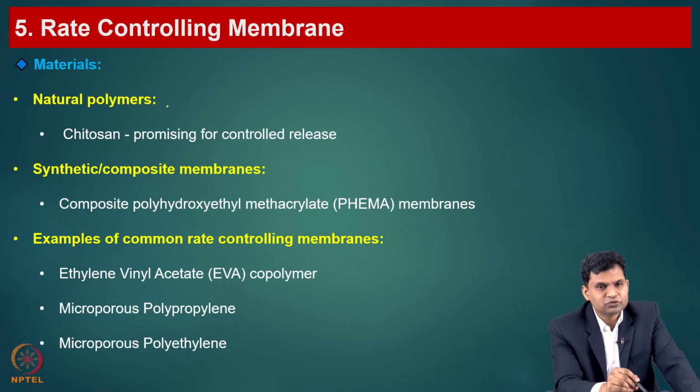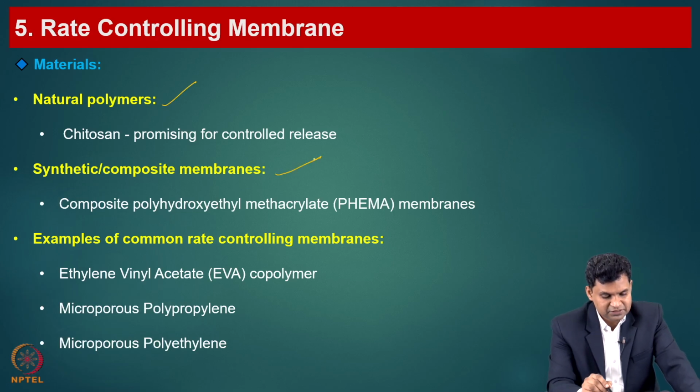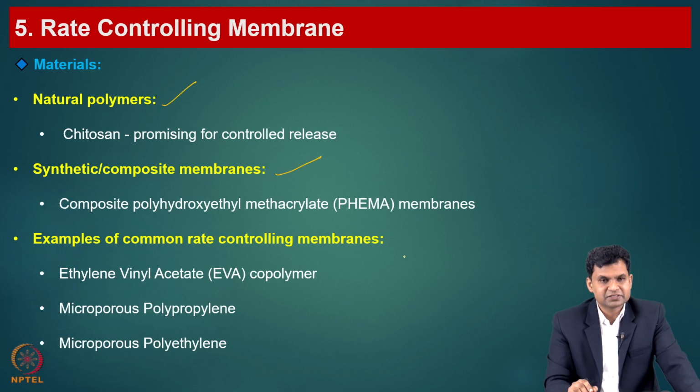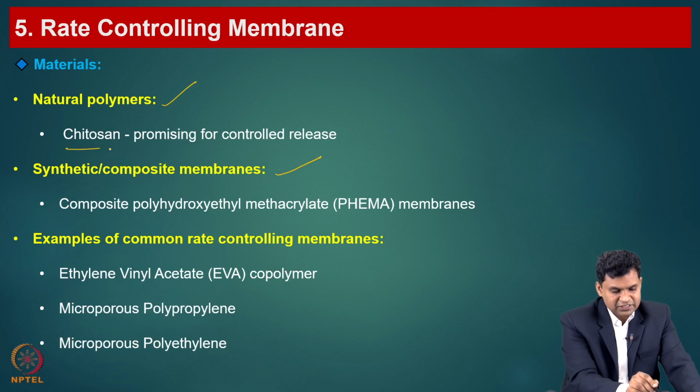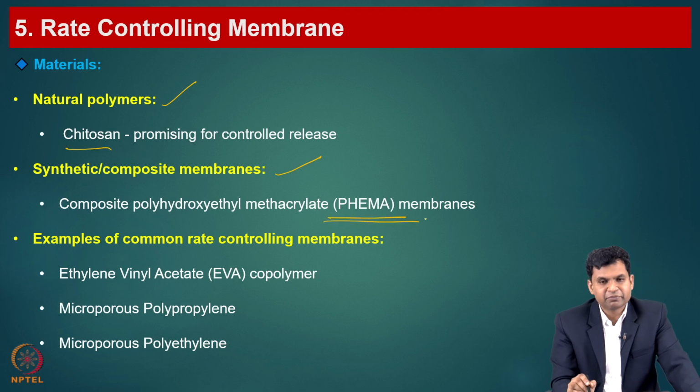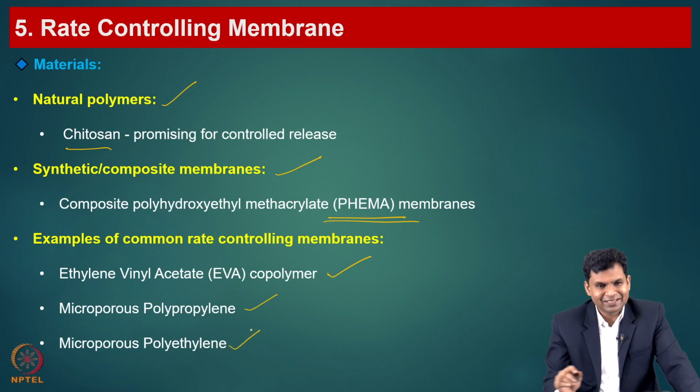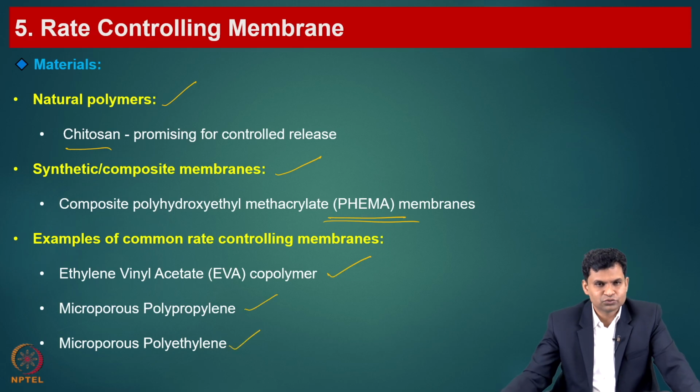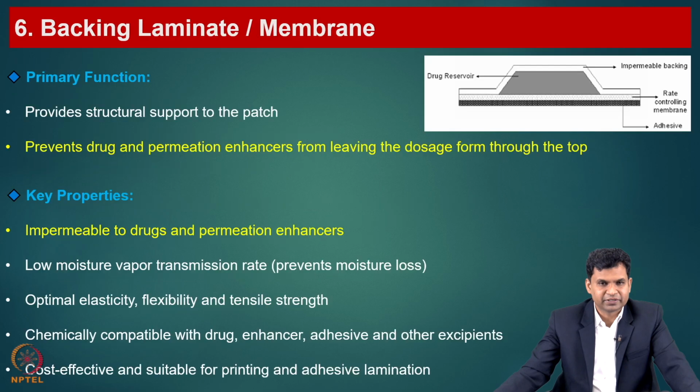Here we use various types of polymers, that is natural polymers, synthetic and composite membranes, and chitosan is the best example. There are also PHEMA materials that can be used, ethylene vinyl acetate copolymers, microporous polypropylene and microporous polyethylene, which can also be used as rate controlling membranes.